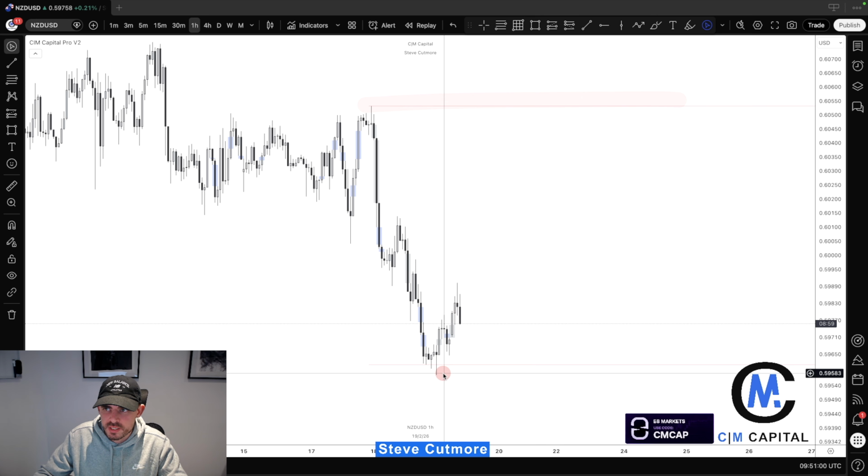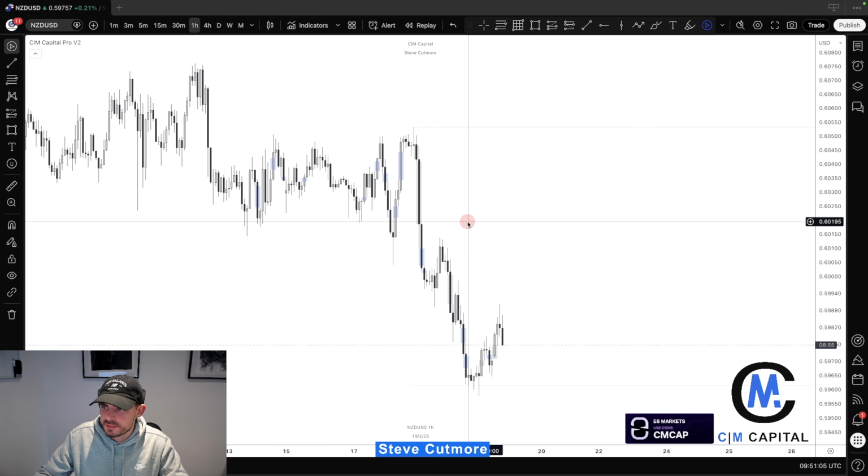So we take liquidity to move to the next area of liquidity. So that is liquidity. And in this case here, we have liquidity here and liquidity here. So if we do find an entry model here, we could potentially move up.